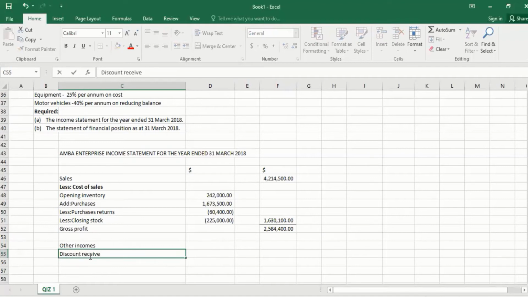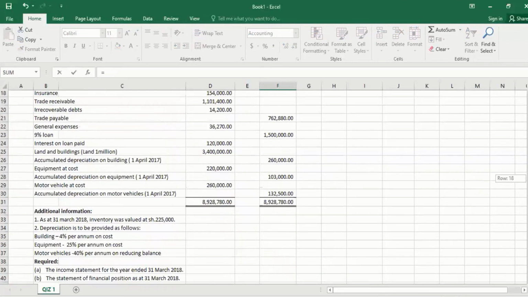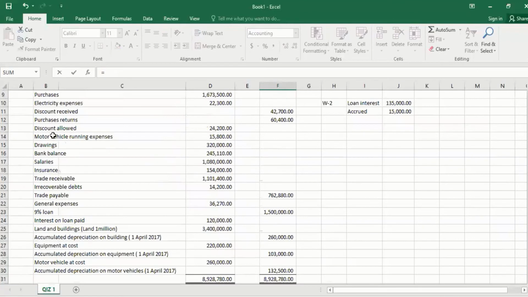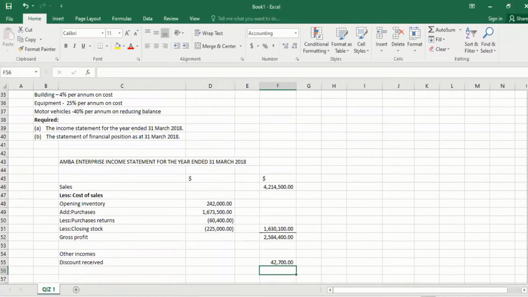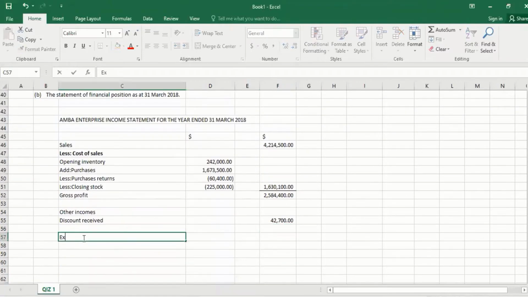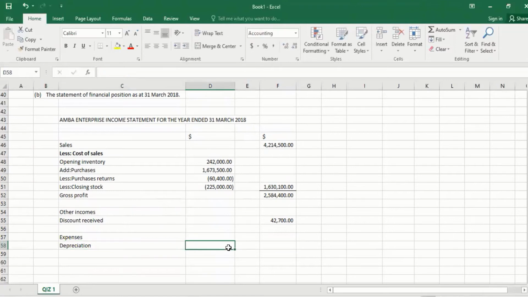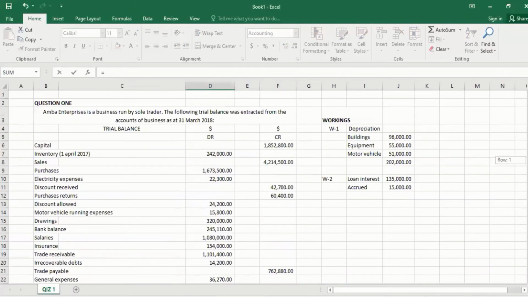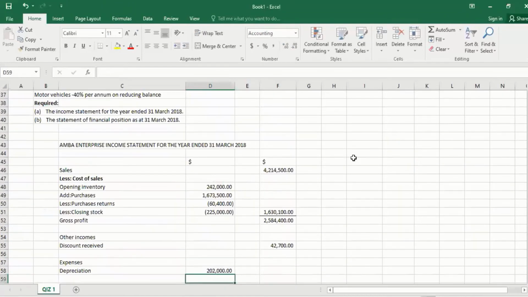One of the other incomes is the discount received. Remember, I'm showing you also the presentation for the income statement. Discounts received is an income, and it should be credited in the income statement. This is the amount of discounts received. Then we can have the expenses, and our expenses now, we can start from the workings. There we had the loss of value for capital item, the depreciation figure. This depreciation figure is given there. We have it as 2,000 in total there.